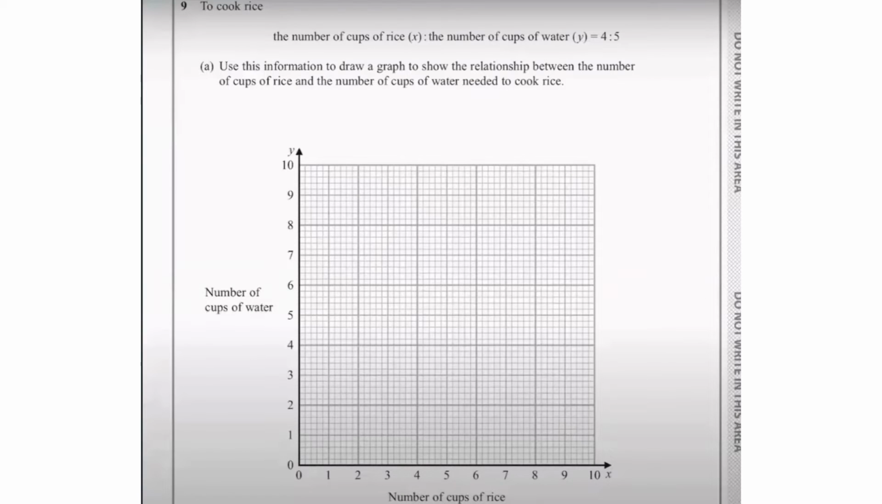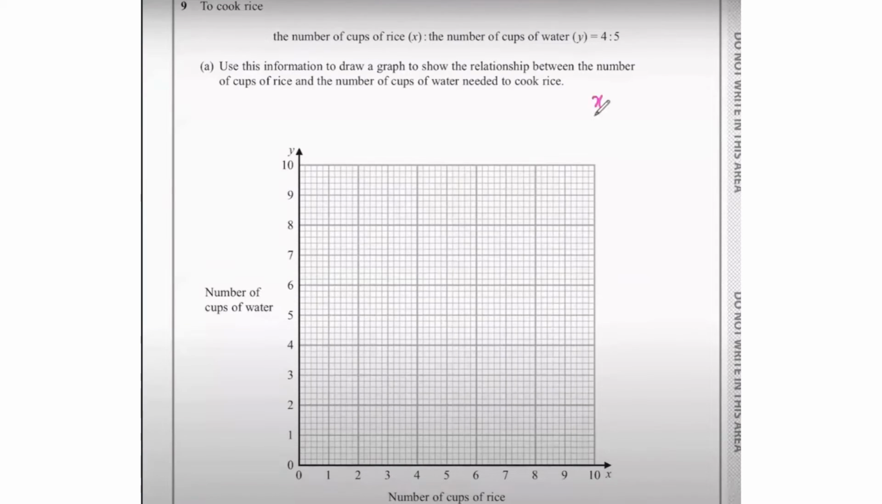Question 9 says to cook rice, the number of cups of rice, x, to the number of cups of water, y, is equal to 4:5. Use this information to draw a graph to show the relationship between the number of cups of rice and the number of cups of water needed to cook the rice.